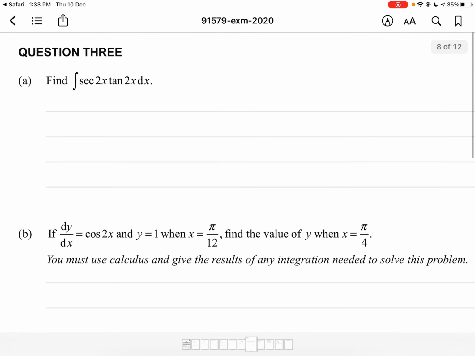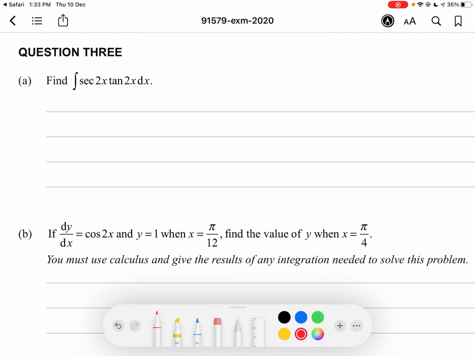So question 3, find the integral of secant 2x tan 2x dx. We should find that the integral of secant 2x tan 2x on the formula sheet is just 1/2 of secant 2x, okay? Because secant tan will integrate back to secant, so in this case we'll have 1/2 of secant 2x plus c.